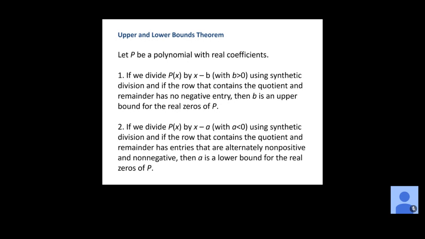Okay. If that's the case, if it alternates between non-positive and non-negative, then we would say that it's a lower bound, meaning that there's no other zeros any less than that value that we just tested.